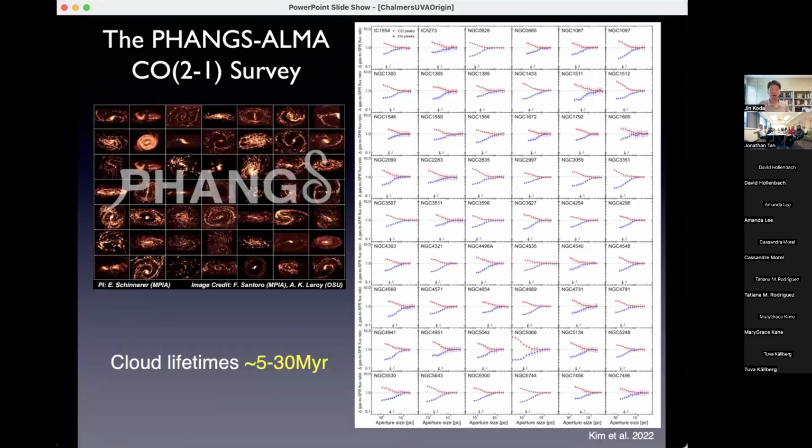The PHANGS team applied this method to their data, a large sample of galaxies, and found a cloud lifetime of something like 5 to 30 million years, a short cloud lifetime.